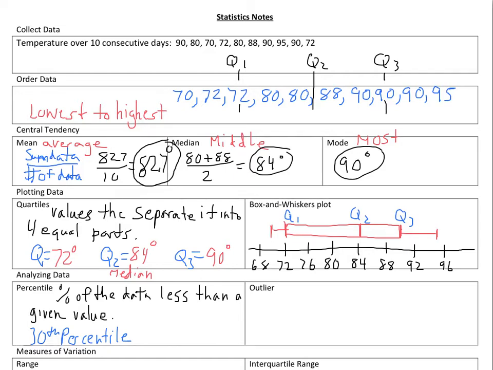So what we have to do is, well, what is 30% of 10? Because don't we have 10 values? Are we okay? So how do we find 30% of 10? Isn't 30% 0.3 of the 10 values? So what is 10 times 30%?